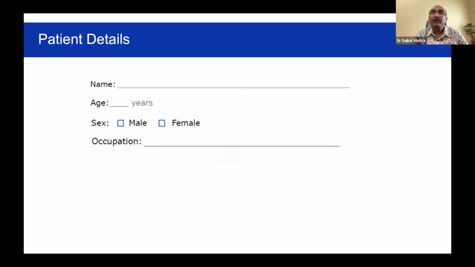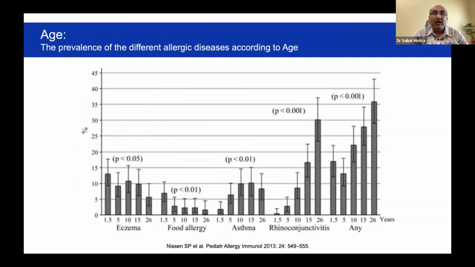Obviously, we usually start with the patient's name, age, sex, and occupation. This is important because a patient in a particular occupation may be exposed to particular allergens.